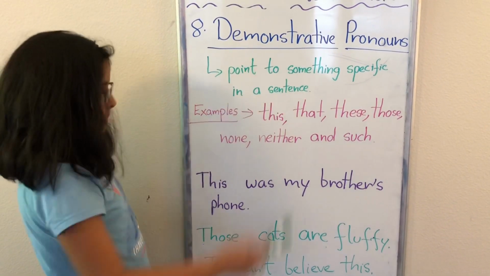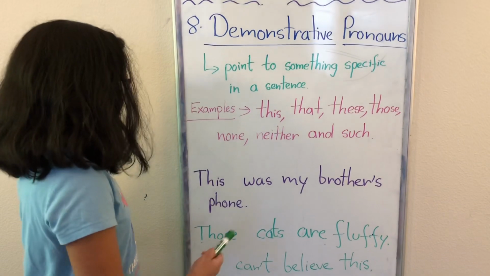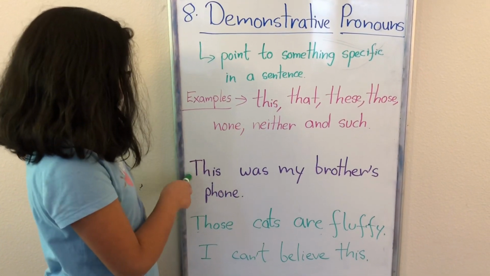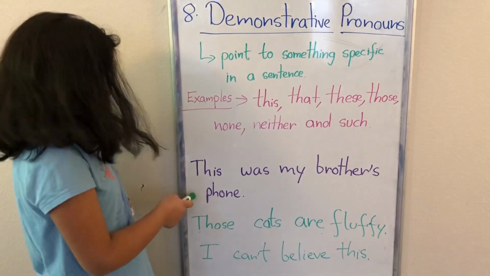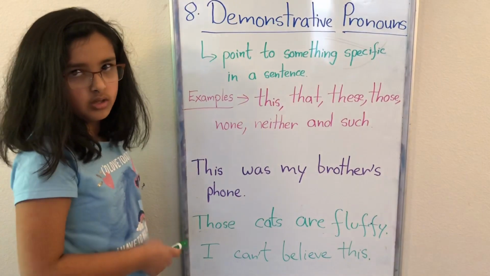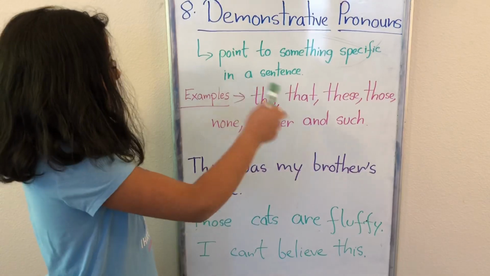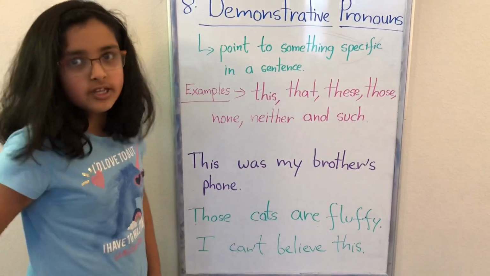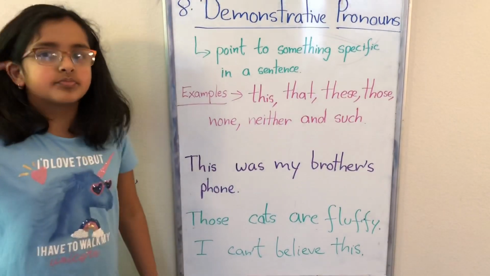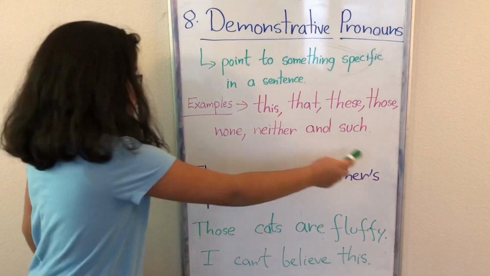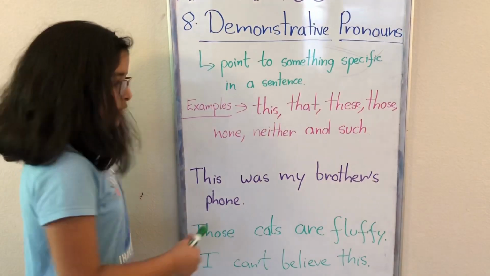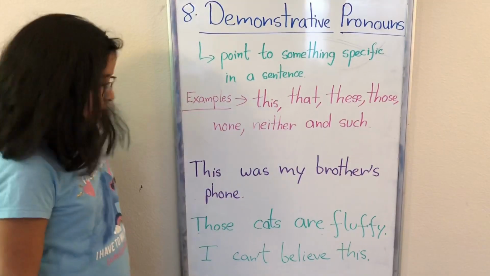This is the demonstrative pronoun because it's talking about the phone. It's pointing out the phone because the phone is specific and it's pointing to the specific thing. So how can the phone be specific? Because it's my brother's phone. That's a specific phone because it's my brother's.